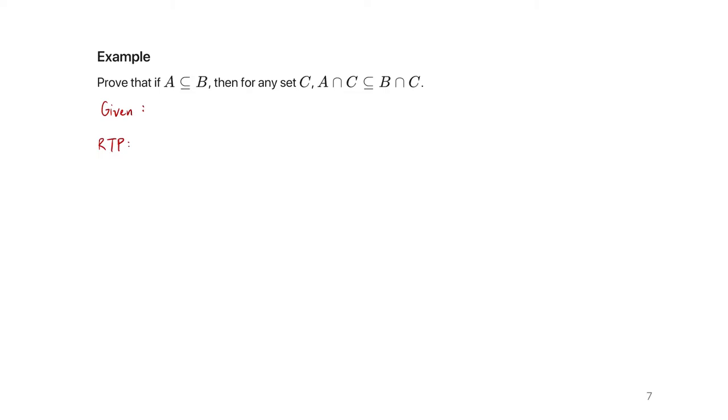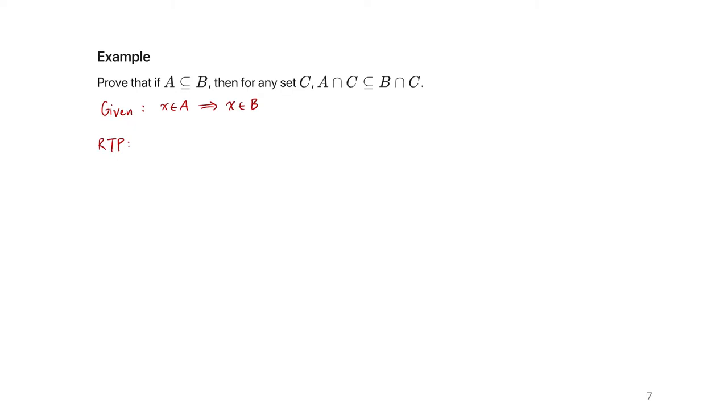Okay, so what I want to do is rewrite what we're given and what we're required to prove in terms of some of the common logical notation we've seen. So we're given that A is a subset of B. What this tells us is that if some element X is in A, then it also has to be in B. Is that clear? So what we can say is that X is in A implies X is in B. Is that clear? If we know X is in A, it tells us it has to be in B.